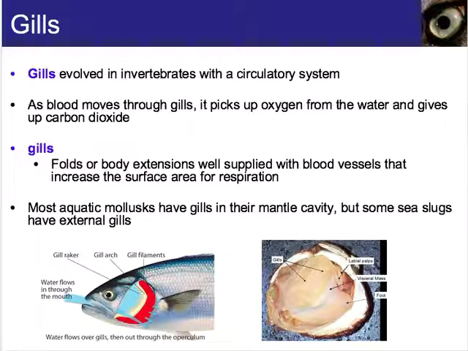Then gills evolved, and gills evolved in invertebrates with a circulatory system. As blood moves through gills, it picks up oxygen from the water and it gives up carbon dioxide. So gills, which we're all pretty familiar with from going fishing or looking in the fish tanks in Go Hall, are folds over body extensions well supplied with blood vessels that increase the surface area for respiration. So if you've ever looked at a fish's gills or even an oyster's gills, you will see lots and lots of tiny blood vessels in there.